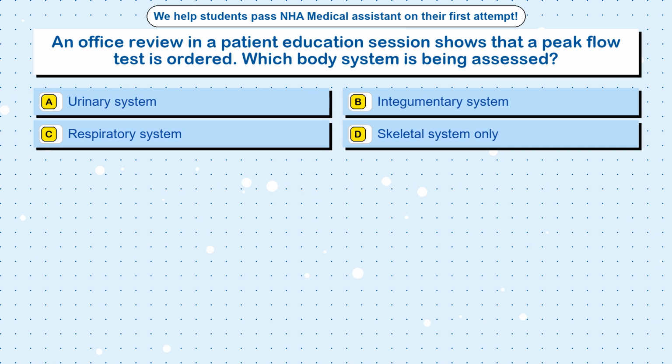Question 20. An office review in a patient education session shows that a peak flow test is ordered. Which body system is being assessed? Option A, urinary system. Option B, integumentary system. Option C, respiratory system. Option D, skeletal system only.